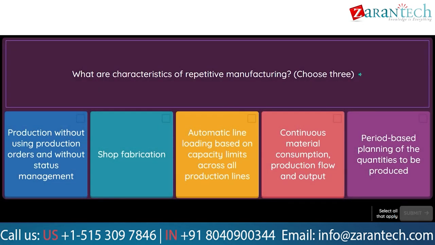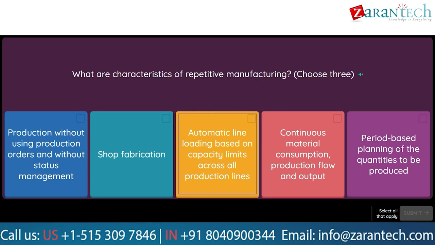Question: what are characteristics of repetitive manufacturing? Choose 3. Option 1: production without using production orders and without status management. Option 2: shop fabrication. Option 3: automatic line loading based on capacity limits across all production lines. Option 4: continuous material consumption, production flow, and output. Option 5: period-based planning of the quantities to be produced.